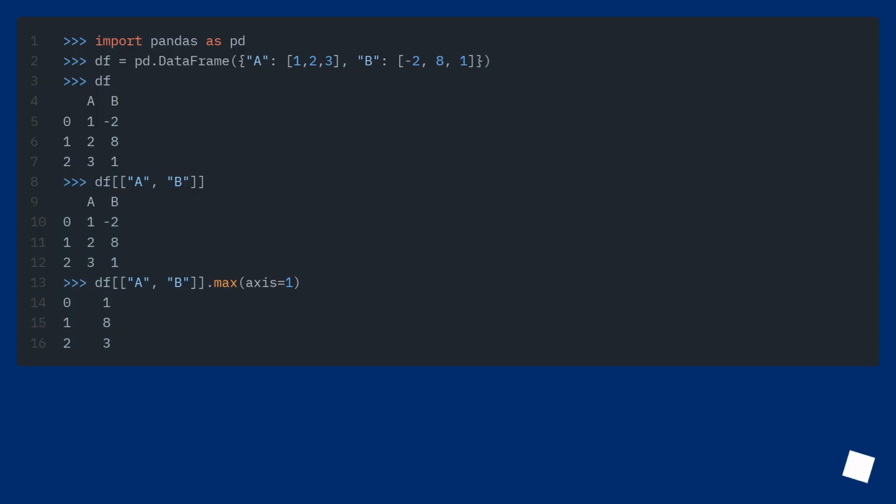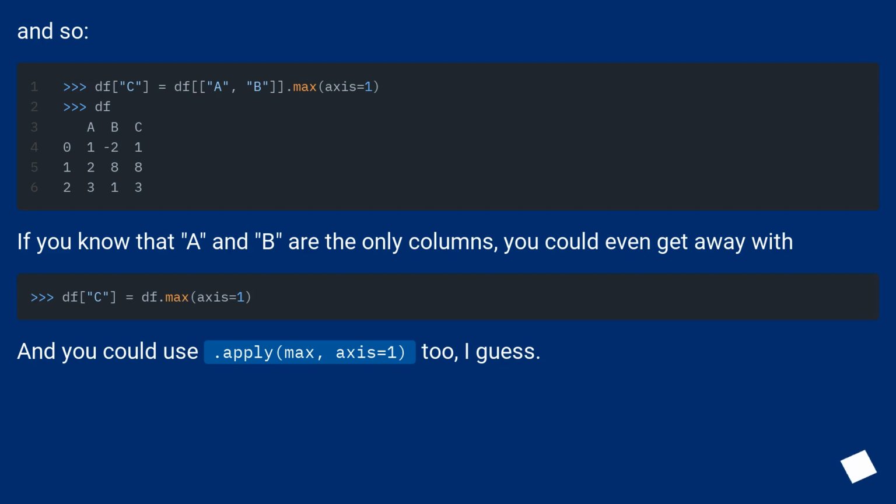You can get the maximum like this. And so, if you know that A and B are the only columns, you could even get away with this. And you could use .apply max, axis equals 1, too, I guess.